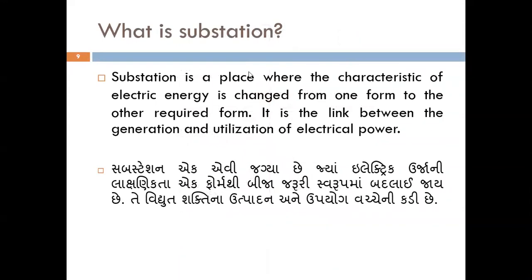Now, what is the definition of a substation? The substation is a place where the characteristic of electrical energy is changed from one form to another required form. It is a link between the generating station and the utilization of electrical power. So the single line answer is that the different characteristics like voltage, current, power and frequency are changed as required in one place, which is called a substation.